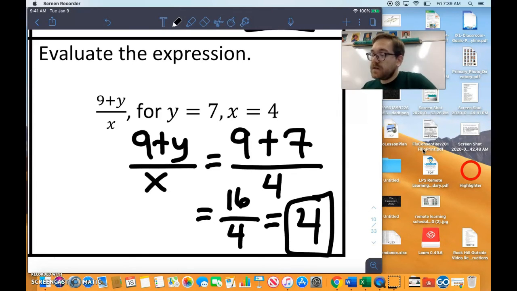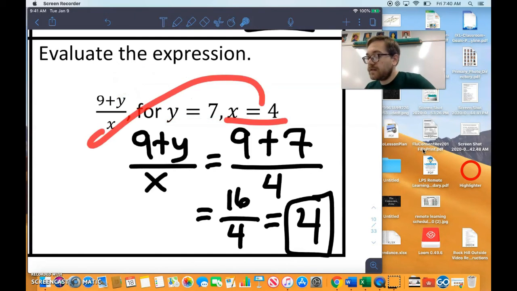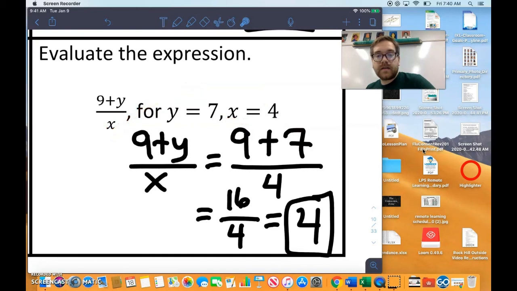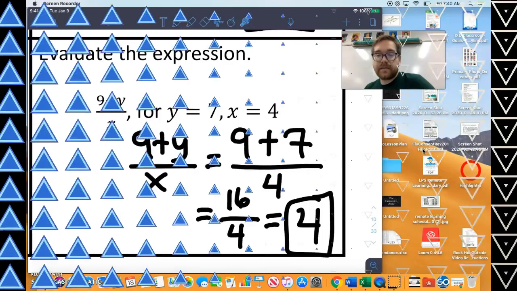So in all of this, what did we do? We look at our expression that is given to us. It's got numbers, variables, and operations. We look at what they're telling us the variable is equal to. So if y is equal to 7, we plug 7 in for y. And if x is equal to 4, we plug that in for x. And so then we have an expression with just numbers and operations, no variables, because we replaced the variables. And then we use order of operations to simplify down to our final answer.